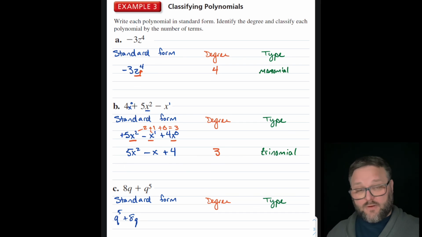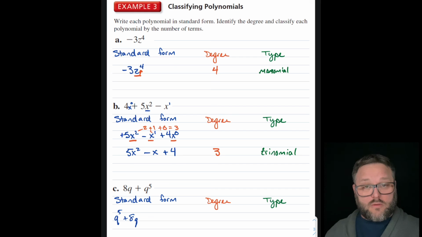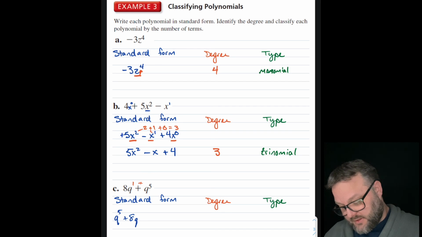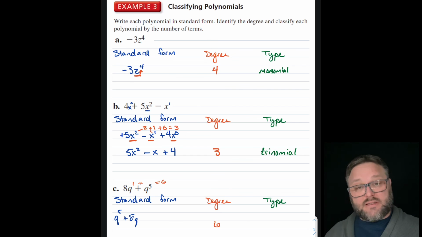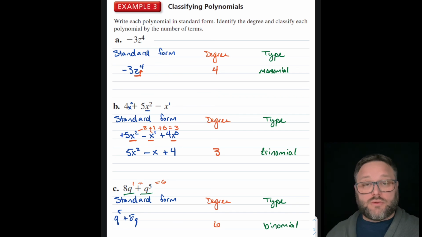I have 5q to the fifth plus 8q. Well, that's q to the first. So I now have everything in order, descending order according to exponents. And the degree is going to be this 1 plus this 5, which is going to equal 6. So this is a 6th degree binomial because there were originally and still are 2 terms.